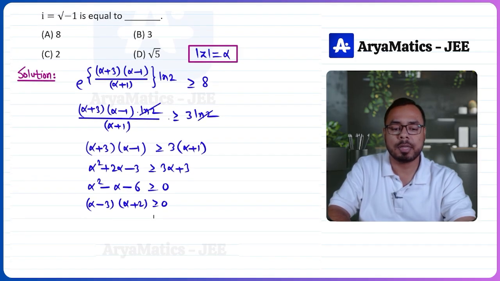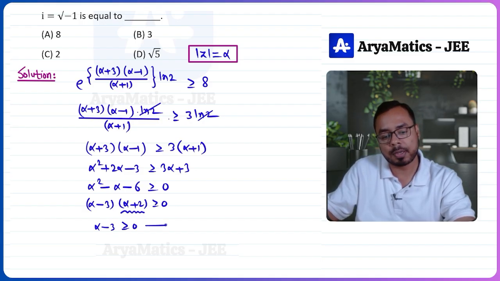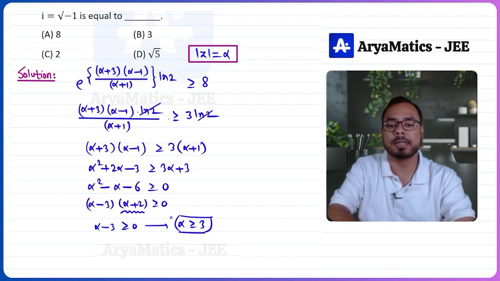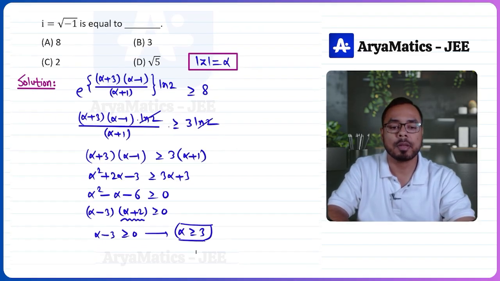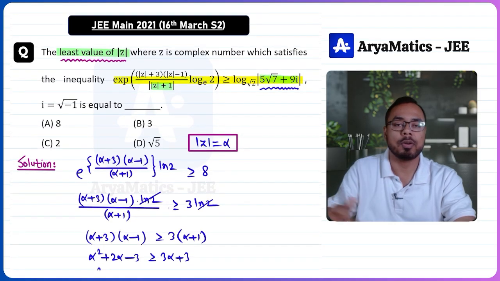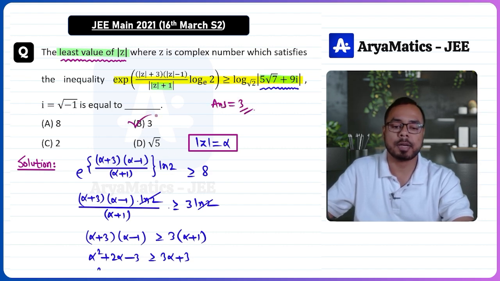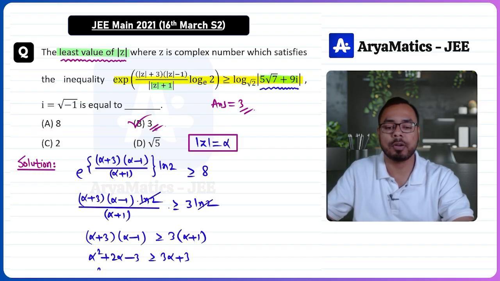Now again, this term is a positive term, right? Alpha is a modulus of complex number, so this one is positive. That means alpha minus 3 should be greater than or equal to 0. So from here you can see that alpha must be greater than or equal to 3. That is the solution that we are getting, right? The solution of this inequality is alpha greater than or equal to 3. Now alpha is the modulus of the complex number. So therefore the least value of alpha will be 3. And hence the correct answer for this problem will be second option.